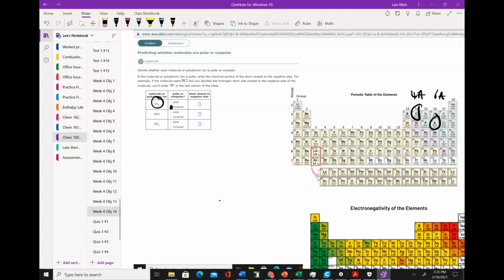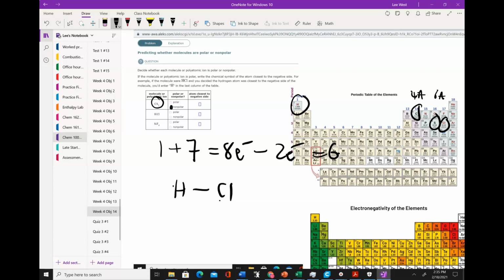So the next one is HCl. Hydrogen's in group 1A, contributes 1 electron, and chlorine is in group 7A, so that means it's going to contribute 7 electrons. So I've got 8 electrons total to do this. Obviously, the pattern of bonding when there's 2 atoms is that they're just joined together by a single bond. That's going to use up 2 electrons, which means I've got 6 electrons remaining.